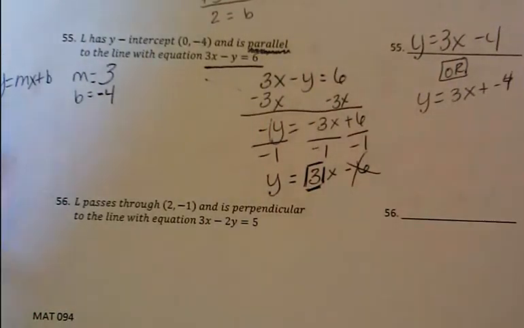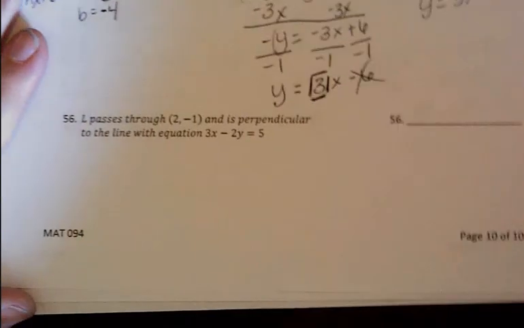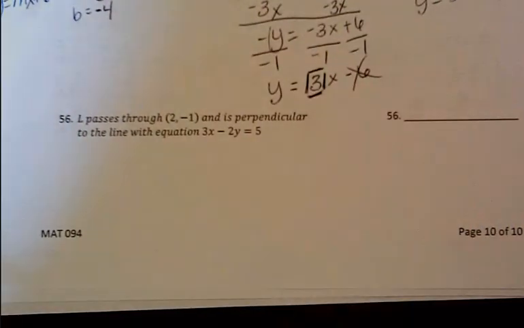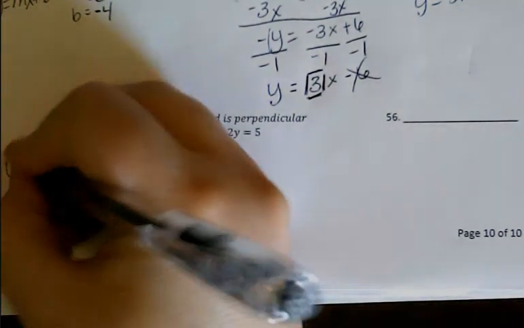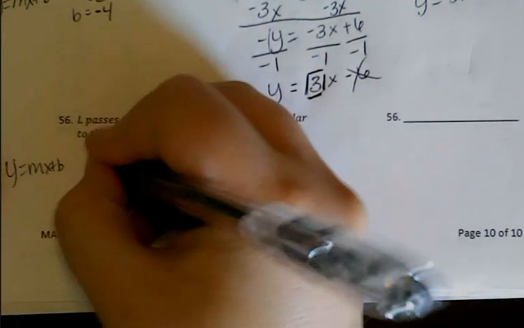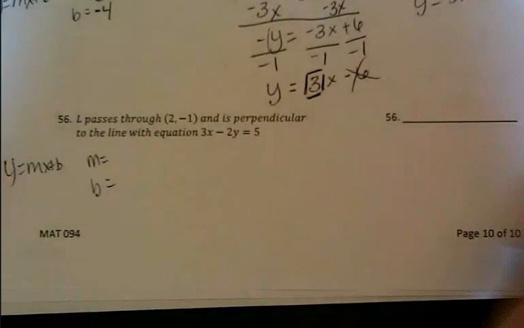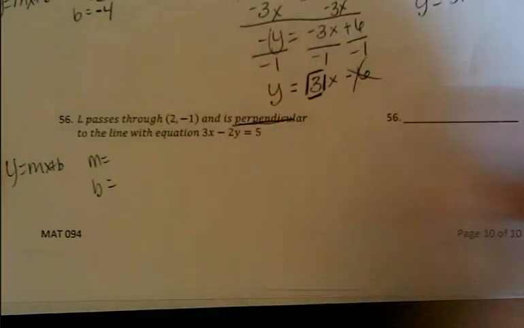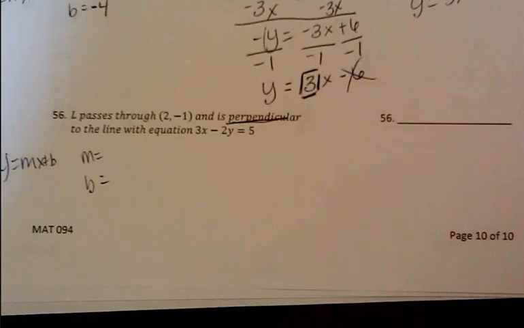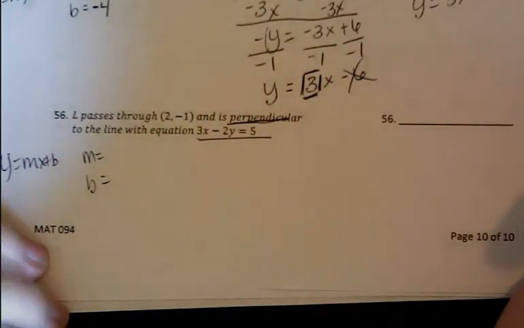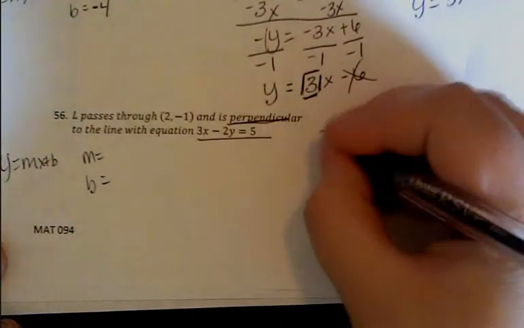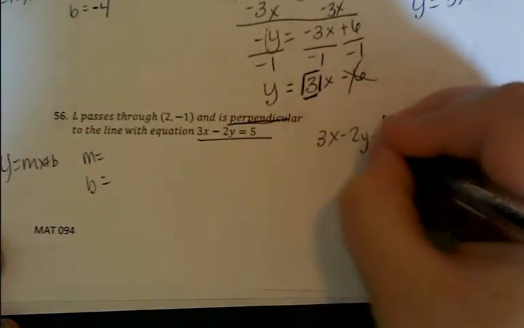Okay, the final problem on this study guide is problem number 56. It says that L passes through (2, -1) and is perpendicular to the line with this equation. Well, I'm going to write my y equals mx plus b. I'm going to write my m equals and my b equals. Well, we know that perpendicular lines have slopes that are opposite reciprocals. So if I find the slope of this line, then I can find the slope of my line. So 3x minus 2y equals 5.